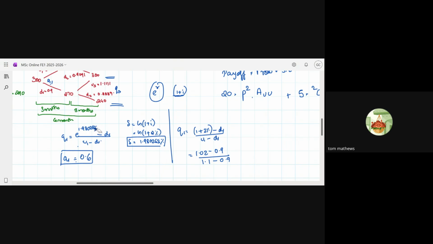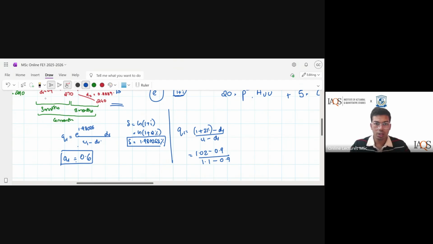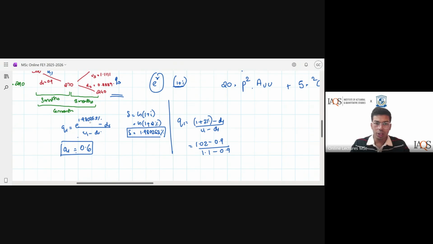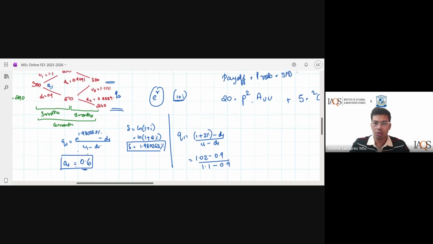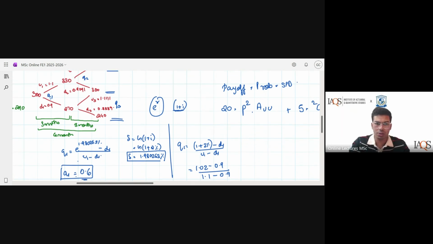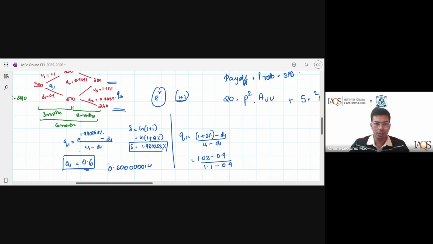No problem. I didn't get that, sorry. I heard 0.6, but. I'm getting 0.6 only. When you do e raised to this percent minus 0.9 upon 1.1 minus 0.9, I'm getting 0.6 only on my calculator. Yeah, it's 0.6 and then 6 zeros 1/4, but that's 0.6 only. Okay, I'll check it. This is the answer I'm getting, which is 0.6 only.